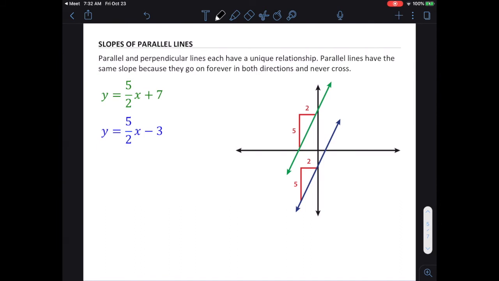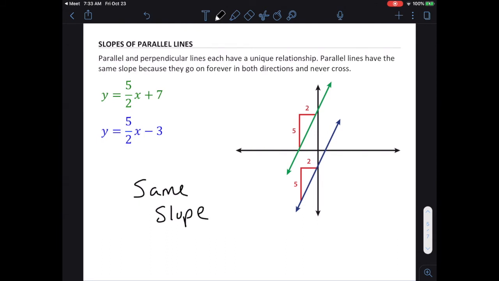And you'll notice in the two equations, in the green one, we have y equals 5 over 2x plus 7. And then in the blue one, we have y equals 5 over 2x minus 3. So when we have parallel lines, what we need to notice is that they have the same slope.